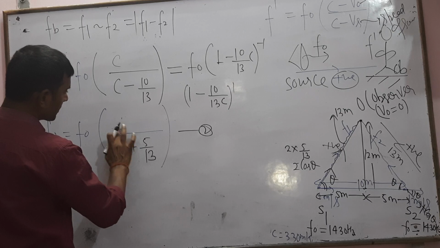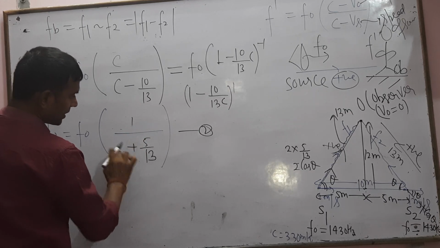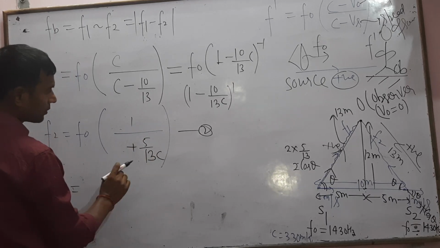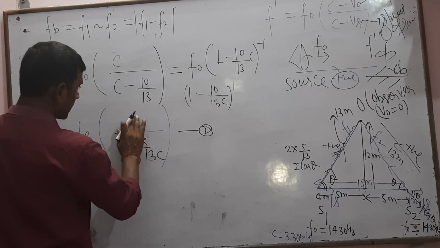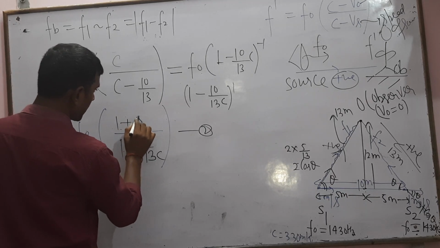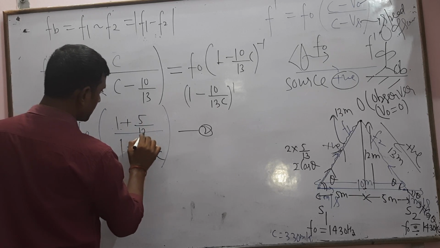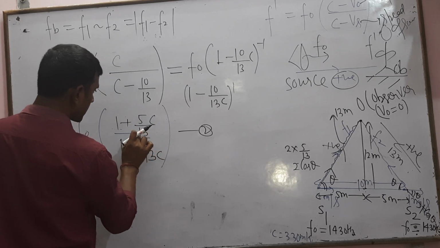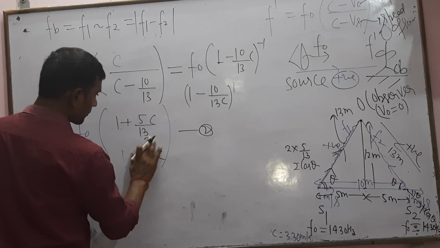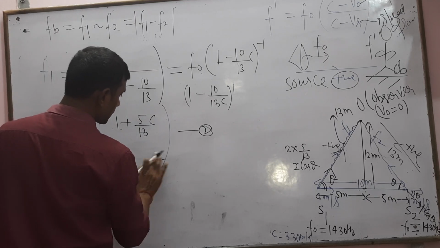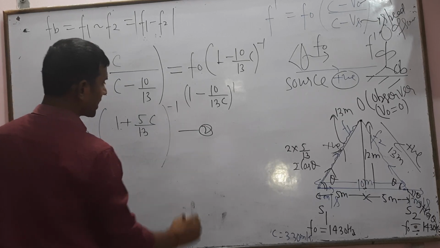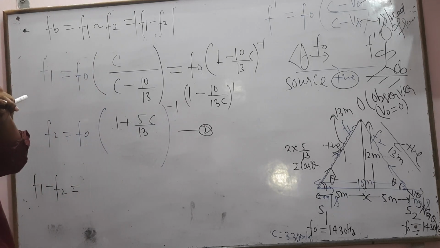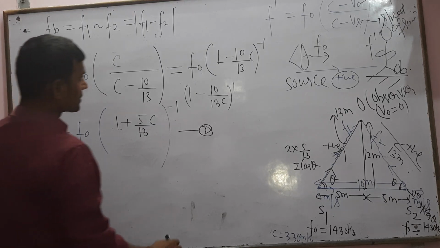So this C will be cancelled out. This is 1, C common. So this is the number C. And this is 1 plus 5 divided by 13 into C, in the denominator. So this is the n equal to minus 1. Okay. So this is the minus 1.